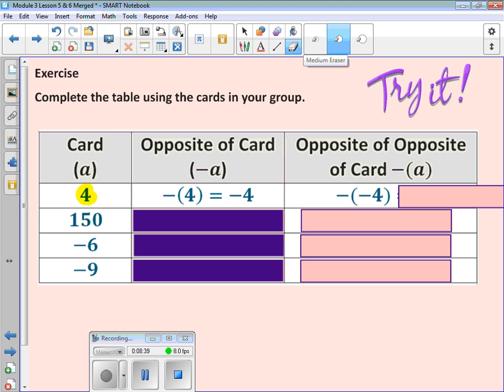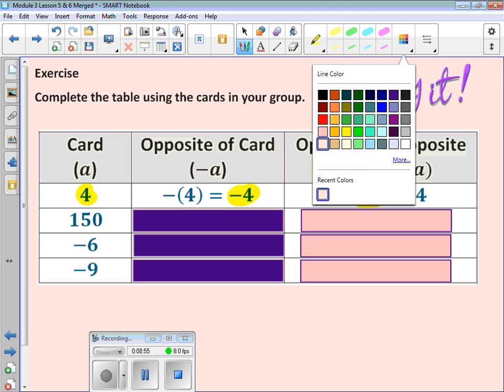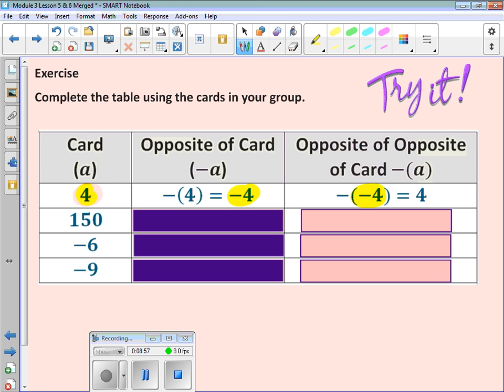Do you see that? And what is the answer? Positive 4. Right back to what we started from. So now you can go ahead and fill in that first line. This is that, right back to the beginning.